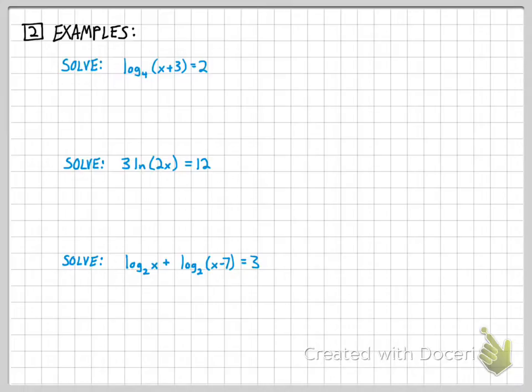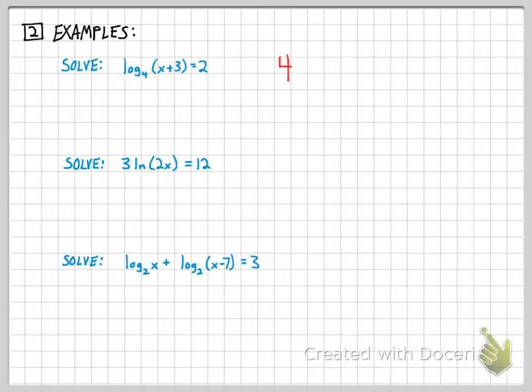Okay, let's start off with three examples. Number one, I have log base 4 of x plus 3 equals 2. The good news is I already have a single logarithm. It's also already isolated, so there's no need to do any work there. I can jump immediately to the changing form step. So I'm going to rewrite the logarithm as an exponential expression.